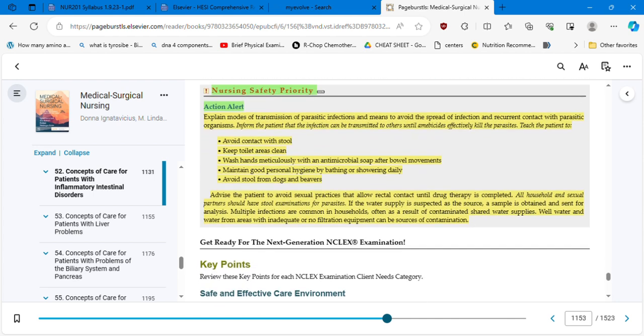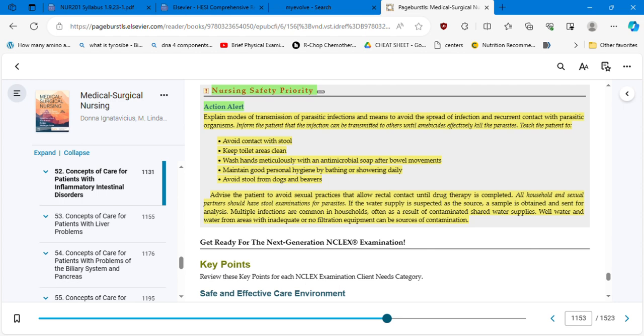Nursing safety priority. Explain modes of transmission of parasitic infection and means to avoid the spread of infection and recurrent contact with parasitic organisms. Inform the patient that the infection can be transmitted to others until amebicides effectively kill the parasites. Teach the patient to avoid contact with stool, keep toilet areas clean, wash hands meticulously with antimicrobial soap after bowel movements, maintain good personal hygiene by bathing or showering daily, and avoid stool from dogs and beavers.